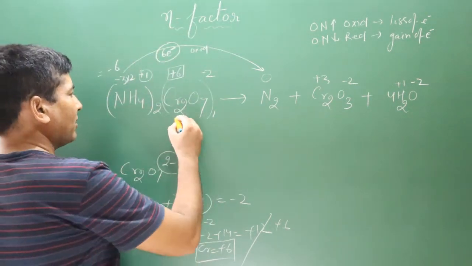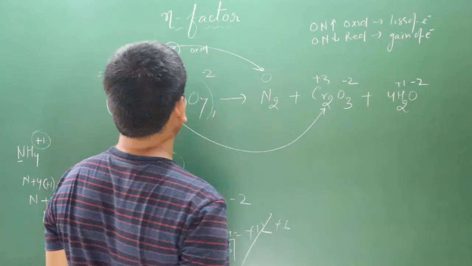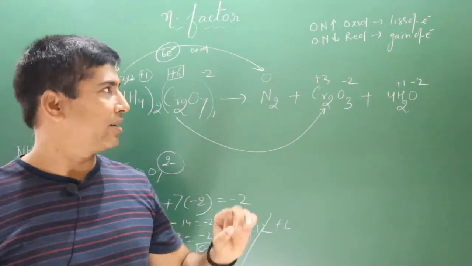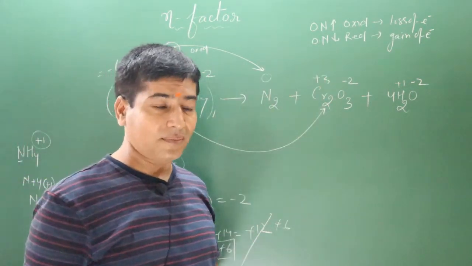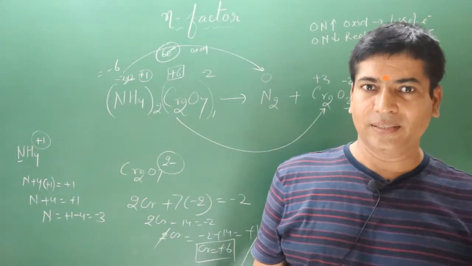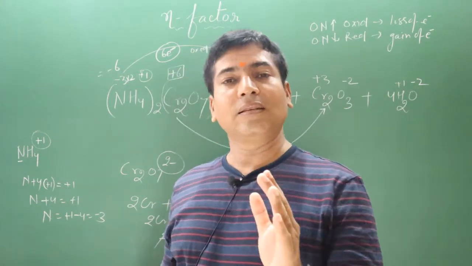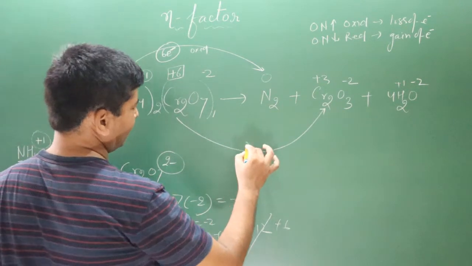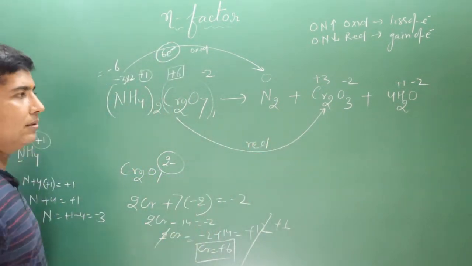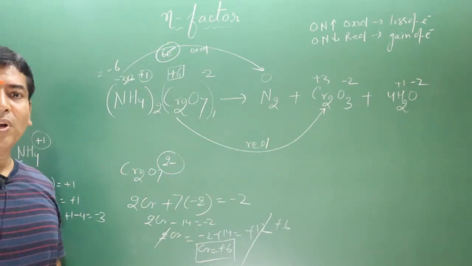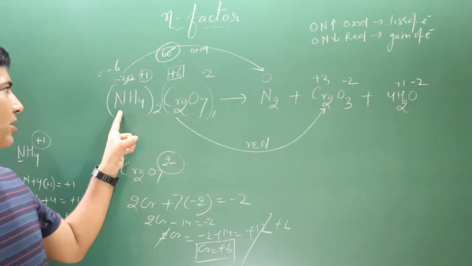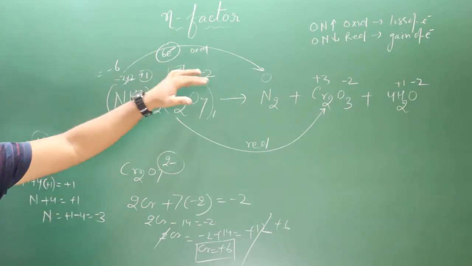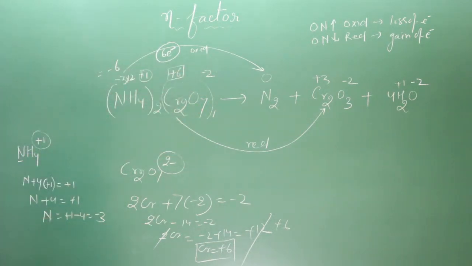Now we can compare the oxidation number of chromium. Chromium is plus 6 on the left side and plus 3 on the right side. Plus 6 to plus 3. You can see a decrease in oxidation number. A decrease in oxidation number is always a reduction reaction. It is an example of an intramolecular redox reaction because one element undergoes oxidation, another element undergoes reduction in the same reactant.